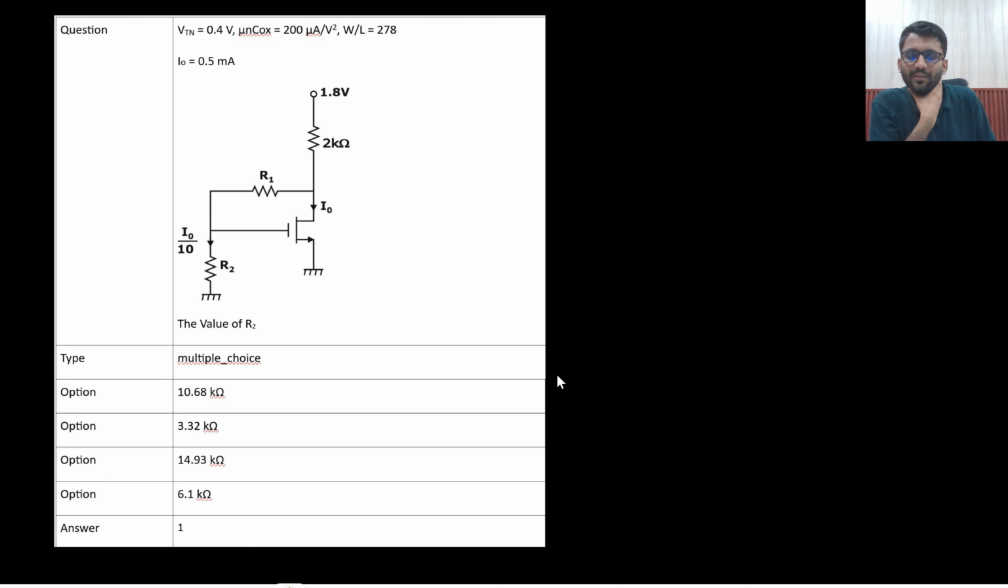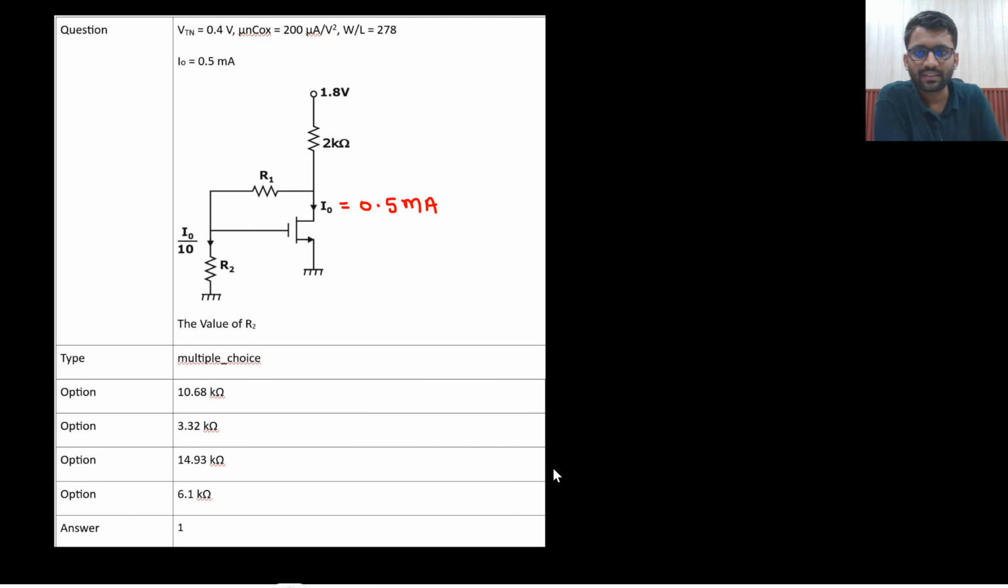Okay. So in this particular problem, a lot of data is given. What you need to find? You need to find the value of R2. This current you already know, that is 0.5 milliampere. So this current also you know. You need to find the value of R2. So what I know is that I0 by 10 into R2 is VGS. So my target should be to find the VGS. If I know the VGS, then finding the value of R2 will be a cakewalk. So I need to find VGS.